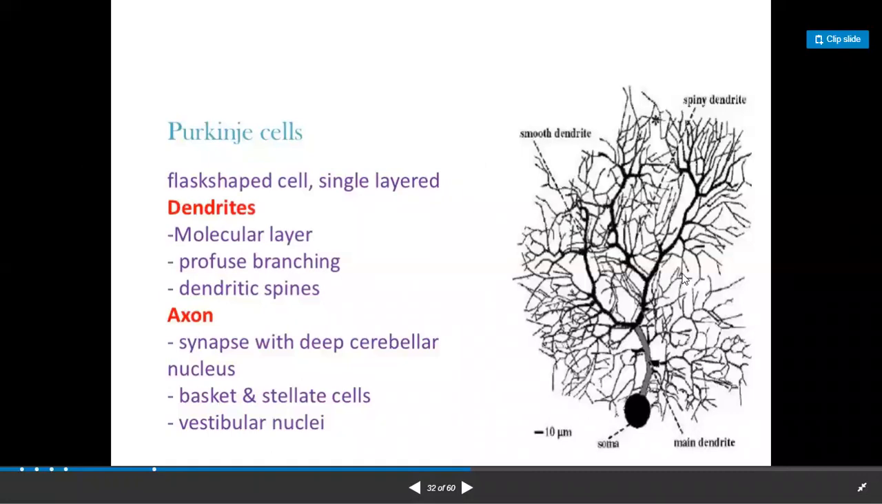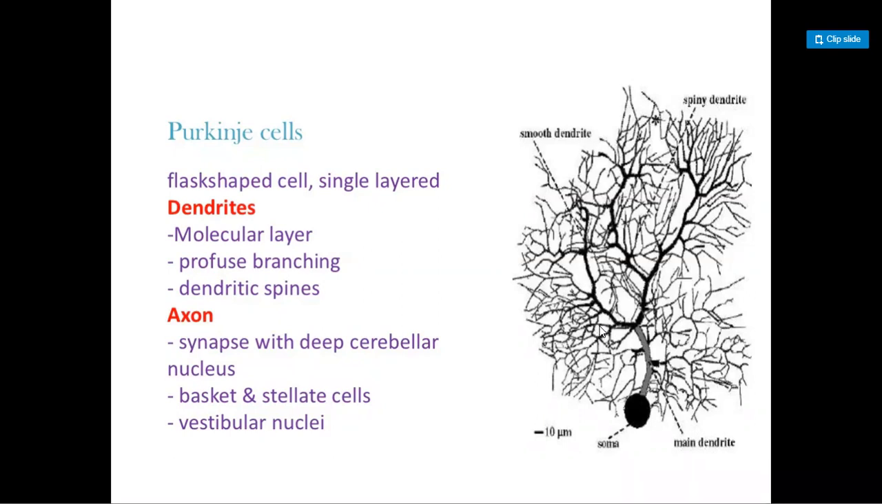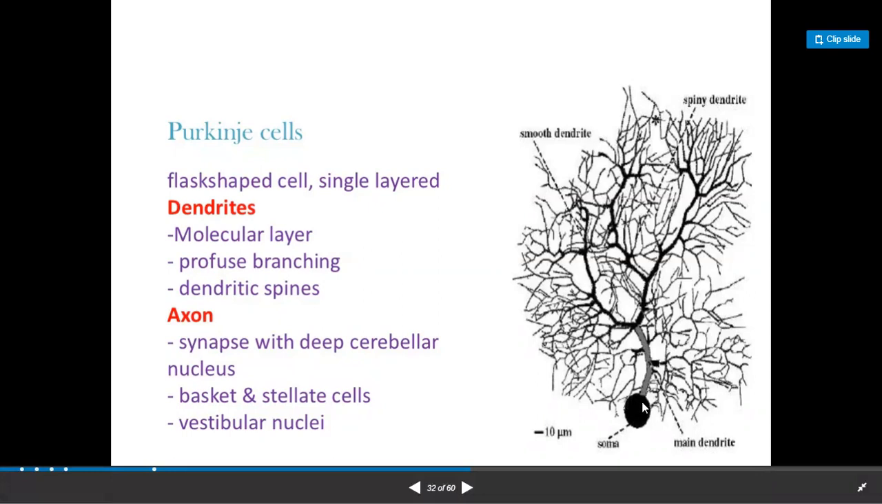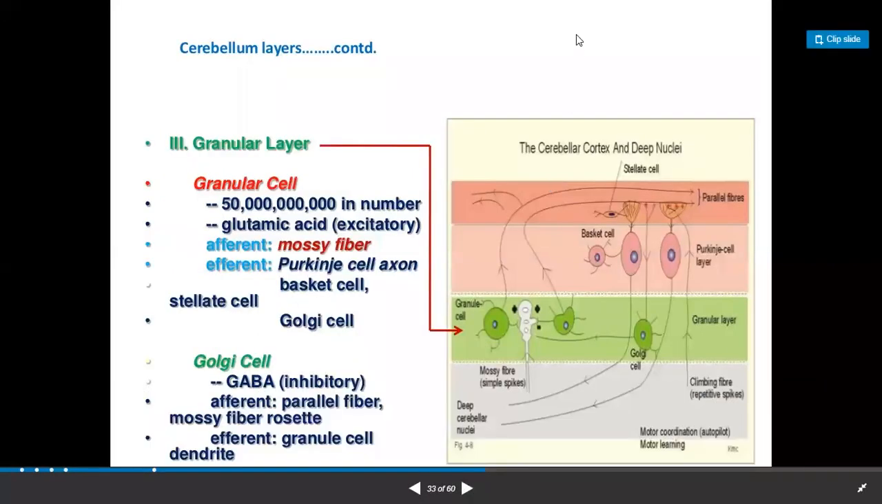I want every one of you to practice this Purkinje cell diagram. Whether it is asked in histology or in a gross anatomy question, we should be able to draw this cell, which is a flask-shaped cell. Single layered. We have dendrites going to the molecular layer where they show profuse branching. We will also see the dendritic spines. The axon goes down, synapses with deep cerebellar nuclei. It also synapses with basket cells, stellate cells, and the vestibular nuclei. The last layer we will have is the granular layer.